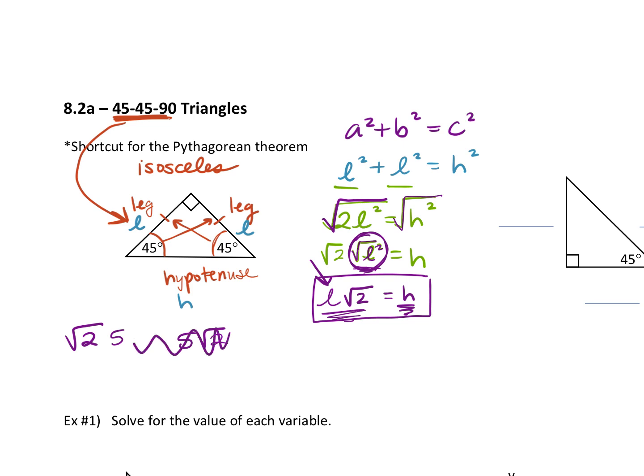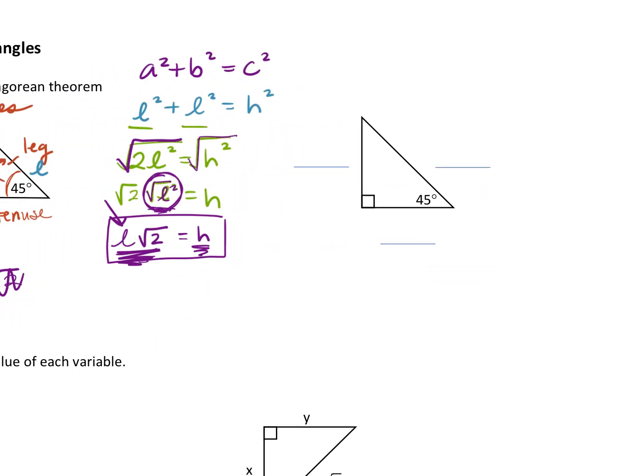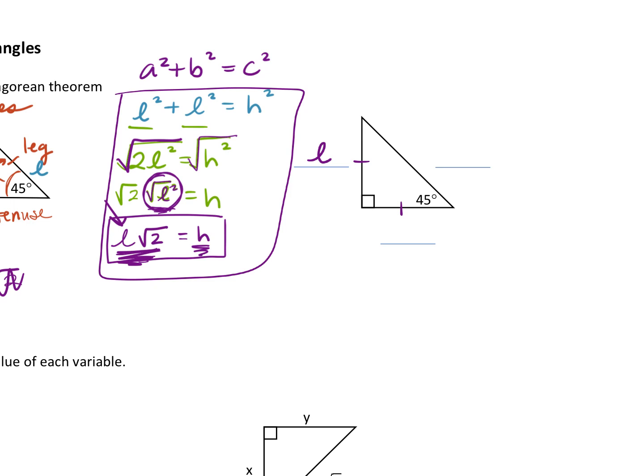Okay? All that to say, this is your shortcut. So if I have a 45, 45, 90 triangle, you don't stress about this. I'm just trying to show you where it's coming from. In a 45, 45, 90, your two legs, which would be this one and this one right now, will always be L. Okay, those are legs. The hypotenuse is the length of that leg times the square root of 2.